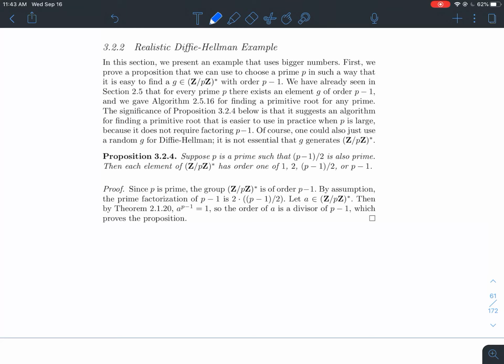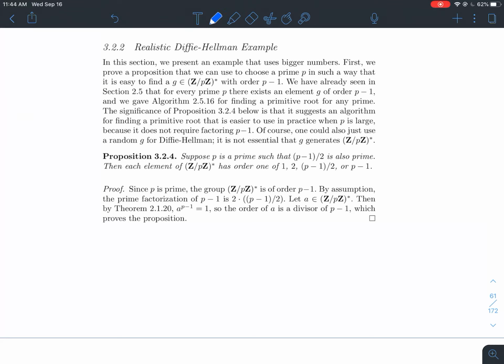But if I'm in this context now, p is a prime such that (p minus 1) over 2 is also prime, then what can I say about the order of the elements in this group? In other words, what's the smallest exponent that I need to raise an element to in order to get back to 1? And what you should remember too from a previous homework assignment is that the order of an element has to divide the order of the group. If you've had modern algebra or abstract algebra, that's a consequence of what was called Lagrange's theorem. And we just used it for our class with Euler's theorem and with Fermat's little theorem.